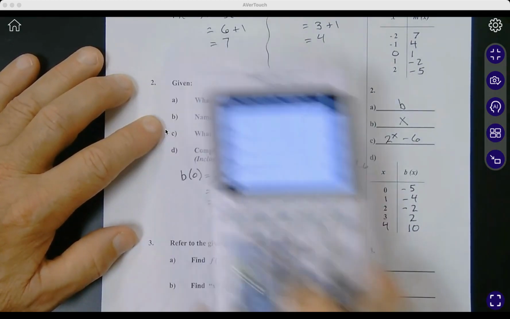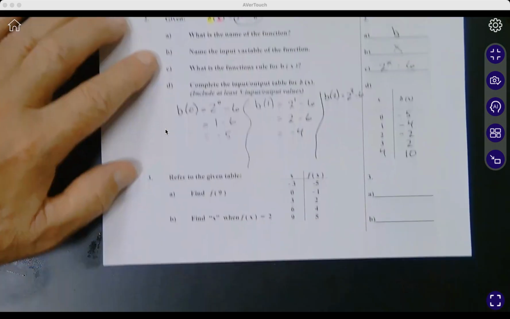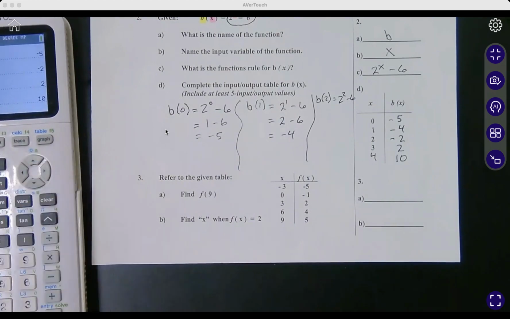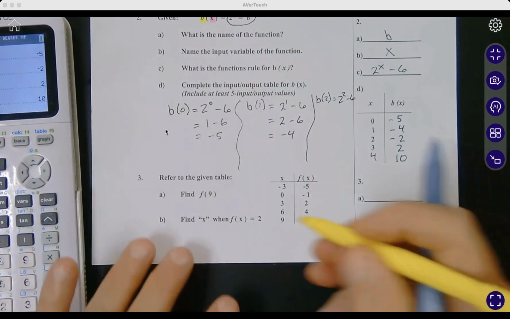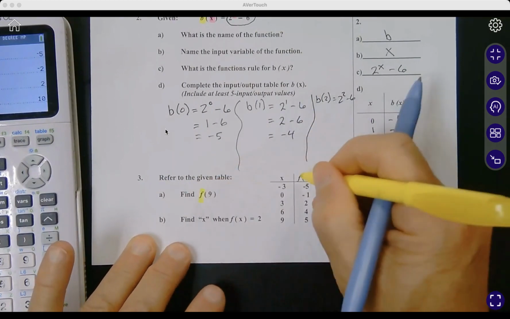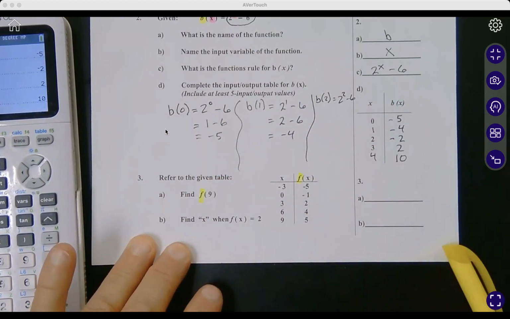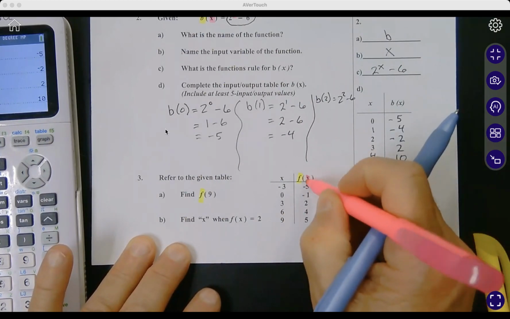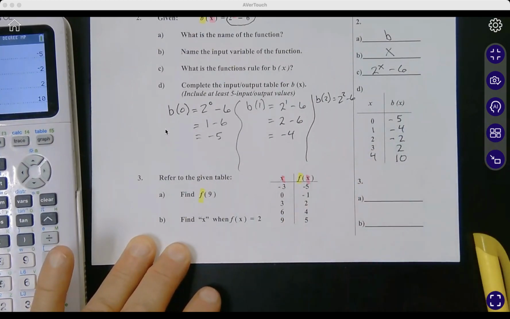Okay, now I'm going to go ahead and do problem number 3. All right, so refer to the given table. Find f of 9. Okay, so this is the name of the function, and there's that name right there. Notice your input variable is x, and I'm seeing it there and there. All right, so the input variable is x.